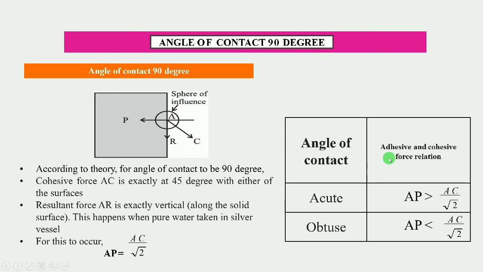Same here, we can consider the cohesive and adhesive force relation. When we consider the acute side of the angle of contact, the condition will become AP greater than AC upon root 2, and when we consider an obtuse angle of contact, AP will be less than AC upon root 2.